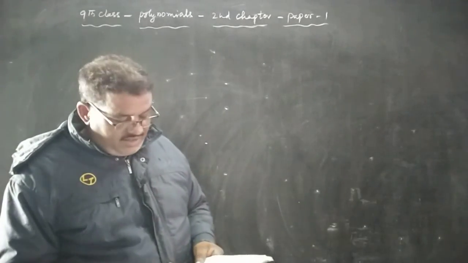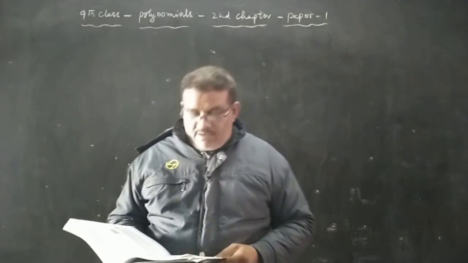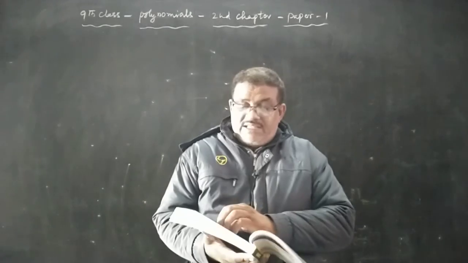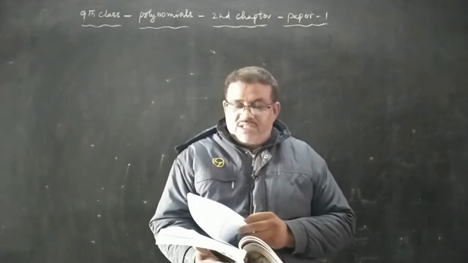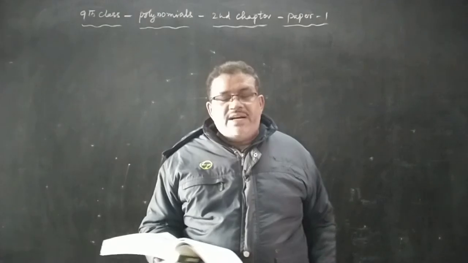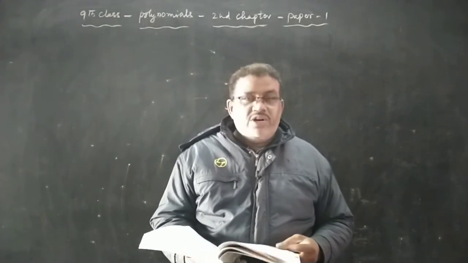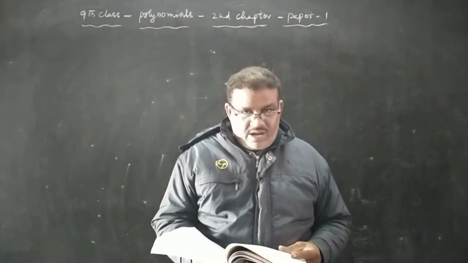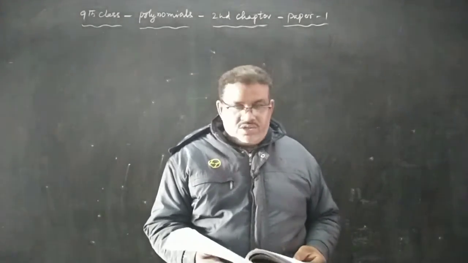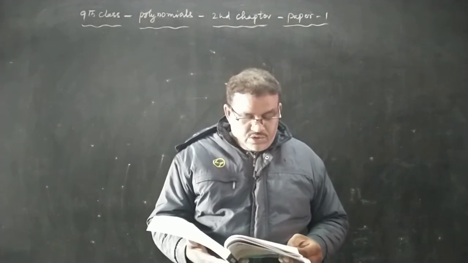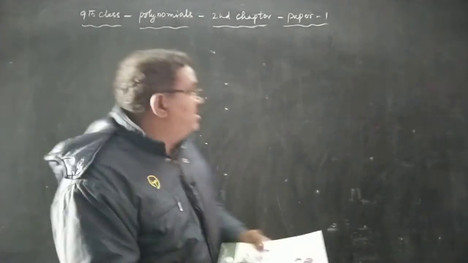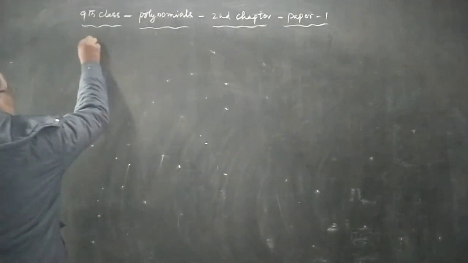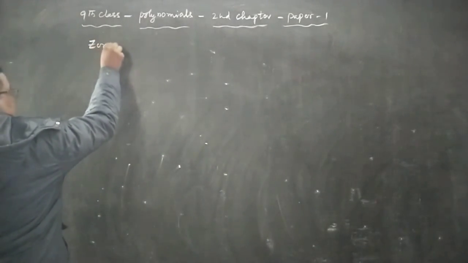Hi, ninth class. Today, in the last class, we discussed the last questions of exercise 2.2. But some of you said to me, sir, we didn't know about the zero of a polynomial. I forgot to say that before. So, we have to go for zeros of a polynomial.